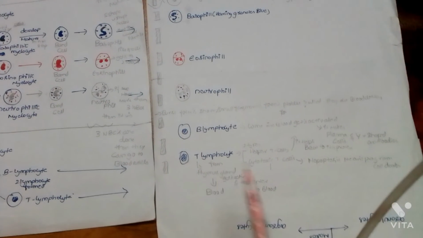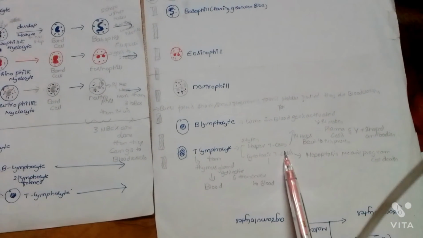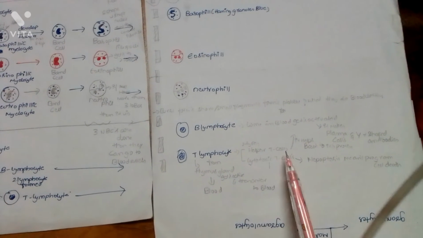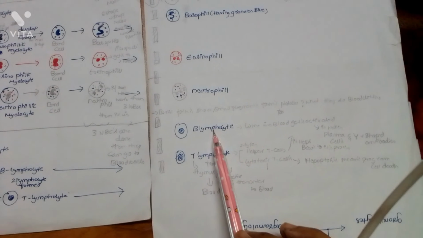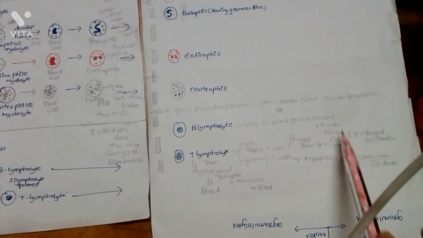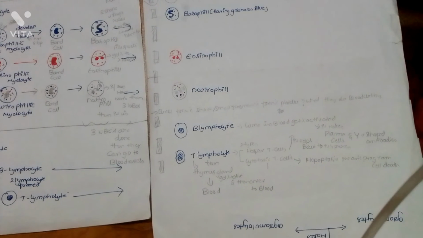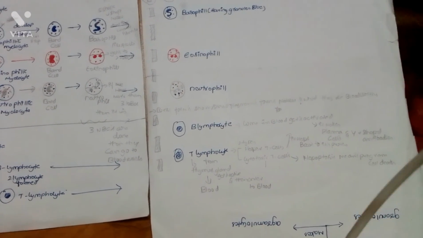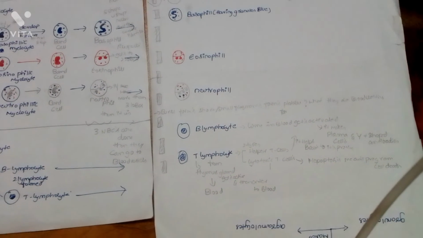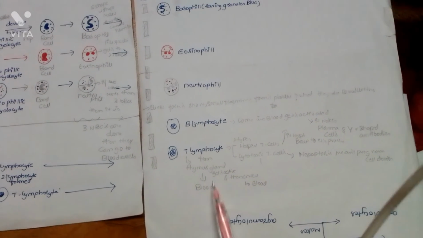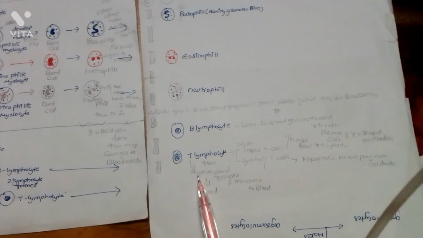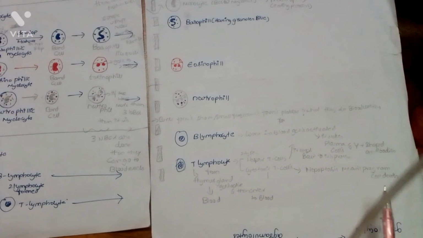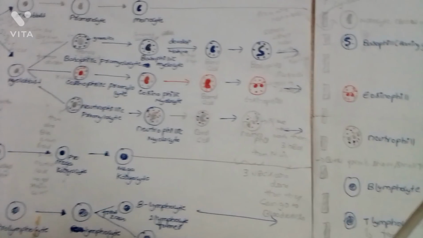The T lymphocytes are of two types, helper T cells and cytotoxic T cells. Helper T cells help the B lymphocyte cells to make the plasma cells and Y-shaped antibodies. And cytotoxic T cells help in apoptosis, which means programmed cell death. The T lymphocytes get activated in the thymus gland and then enter the blood. So this is the basic information.